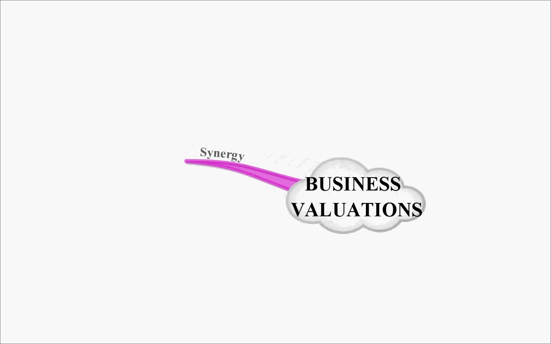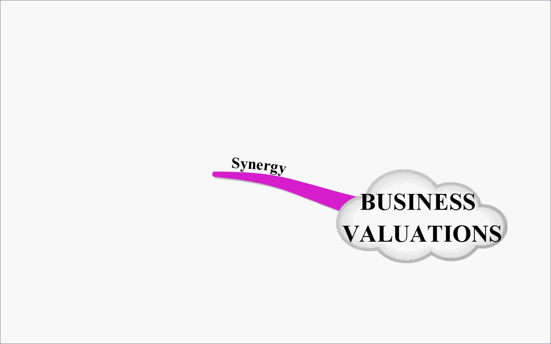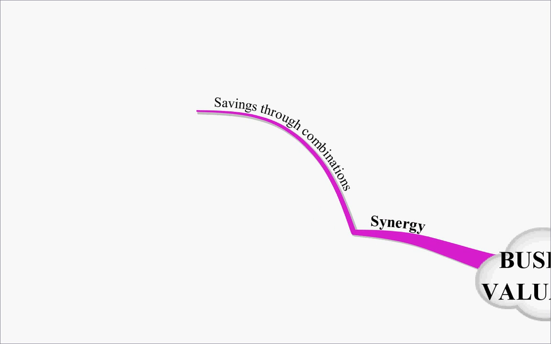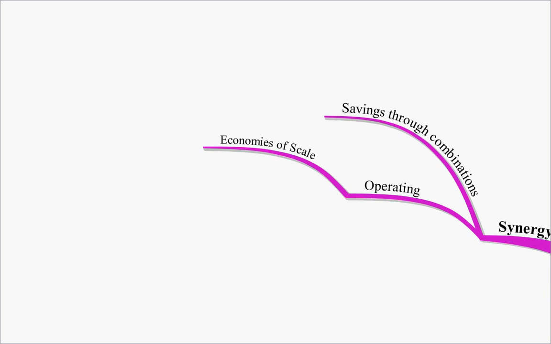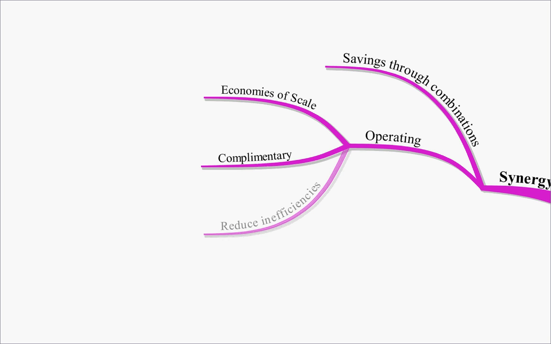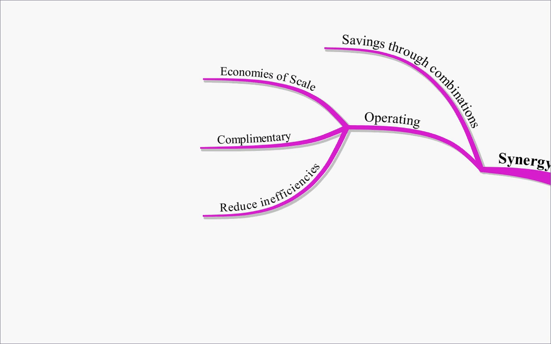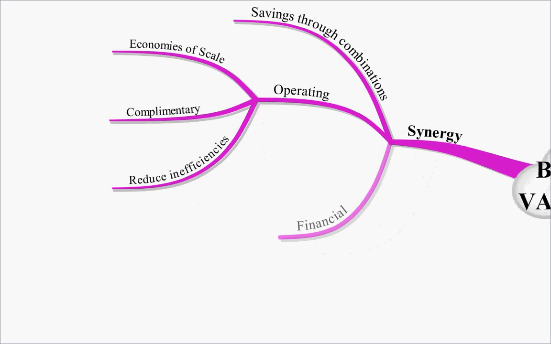Okay, why do we want to value a business? Well, usually because we want to buy it. And if we buy a business, we get what are called synergies, which are savings through combinations. Operating synergies may be economies of scale, complementary goods, or reducing the inefficiencies within either of the businesses.